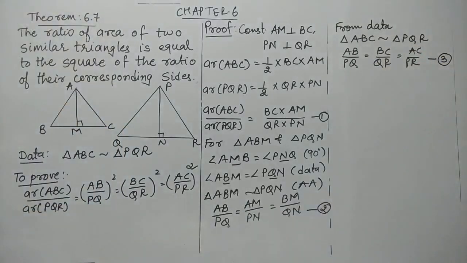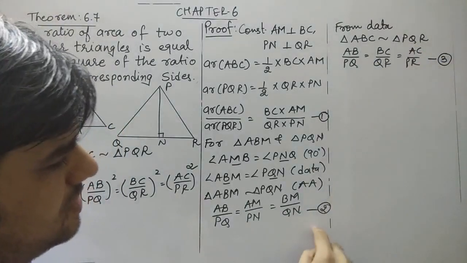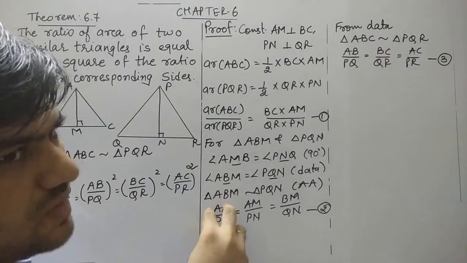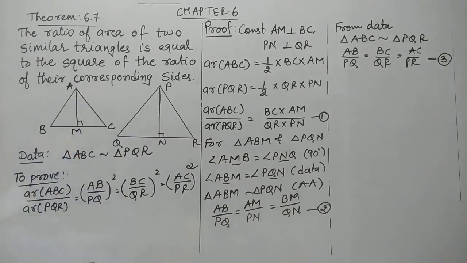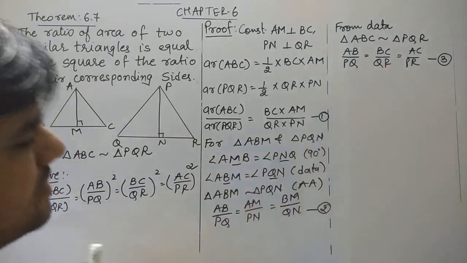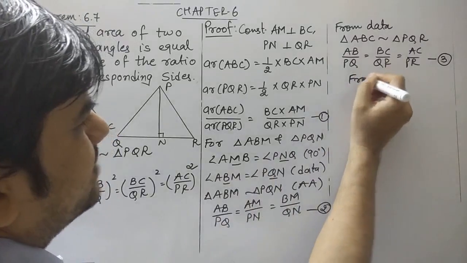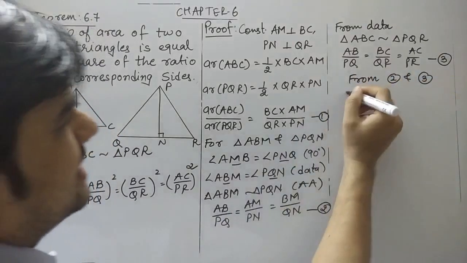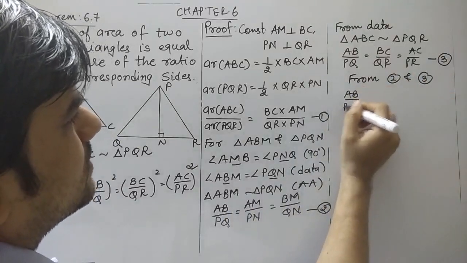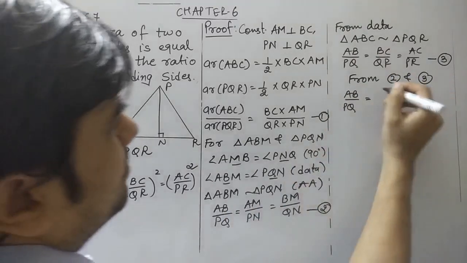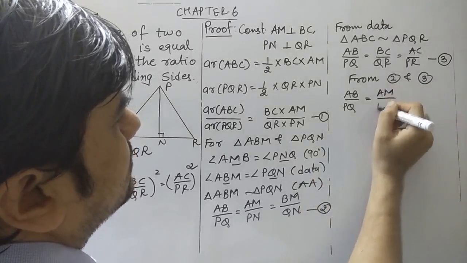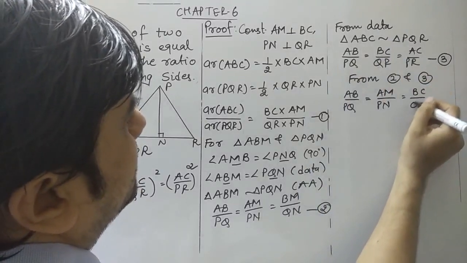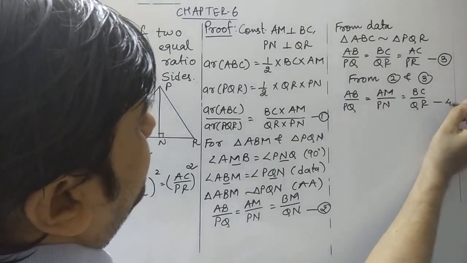Now let's look at equations 2 and 3. You can see that AB upon PQ is common in both of them. So I'll compare these. I'll explain why I'm doing this. From equations 2 and 3, which have AB upon PQ in common, AB upon PQ is the same as AM upon PN, and this also equals BC upon QR. Now look at this, why I have done this.